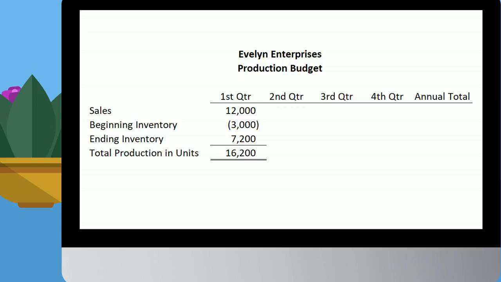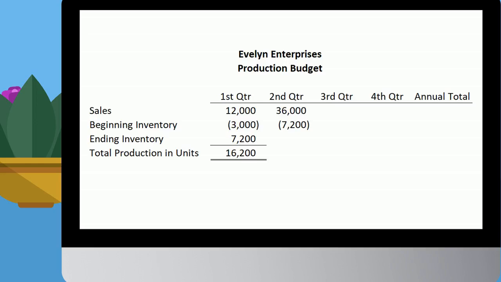Isabella is getting the hang of this. She continues on to compile the second quarter numbers. Budgeted sales for the second quarter are 36,000 units. If the company has 7,200 units in ending inventory for the first quarter, this means that they have 7,200 units in beginning inventory for the second quarter. They don't need to make these units in the second quarter as they're already made. Right now, the company is looking at producing 28,800 units in the second quarter.